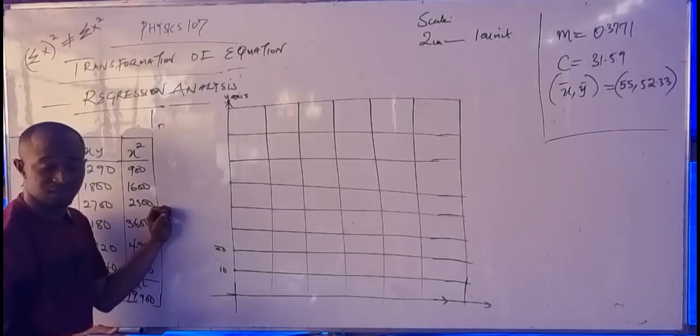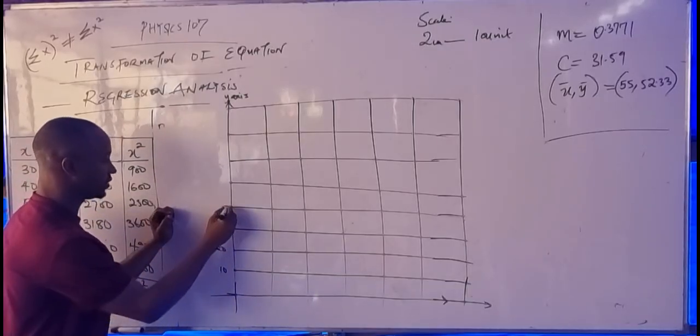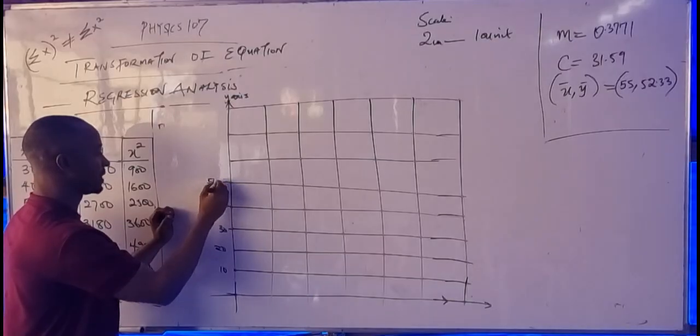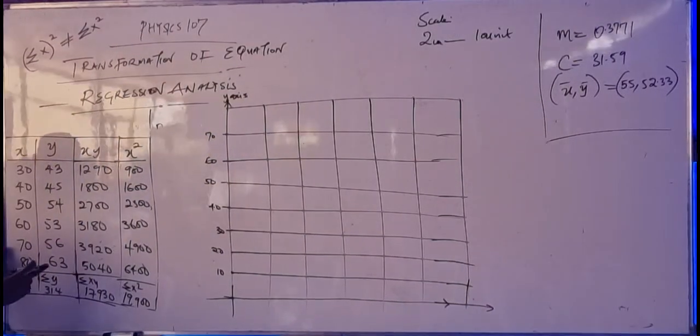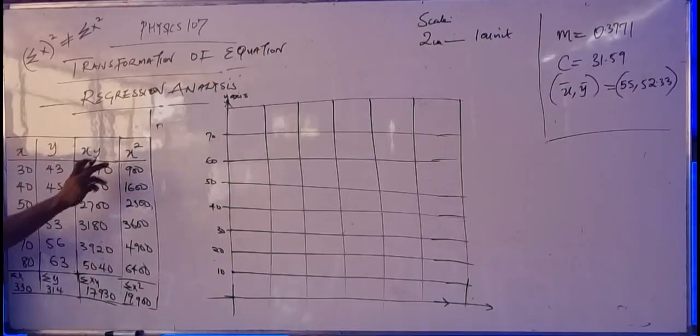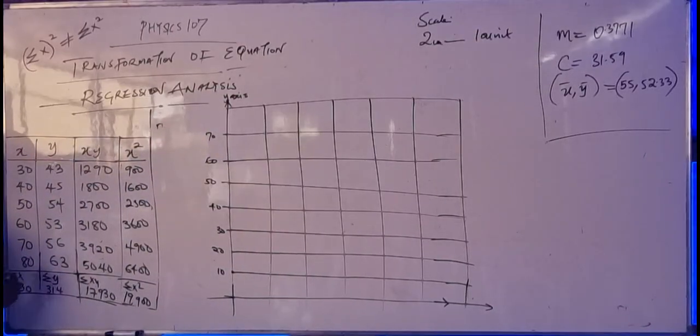We do the same thing. What is here? 30. Then 40, 50, 60, 70. The highest is 63, right? I will stop here. Now, the same thing on the x-axis.